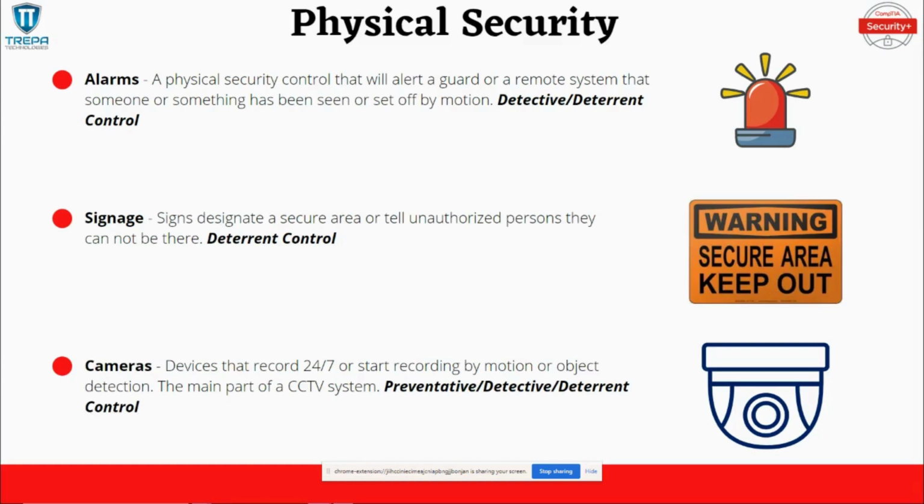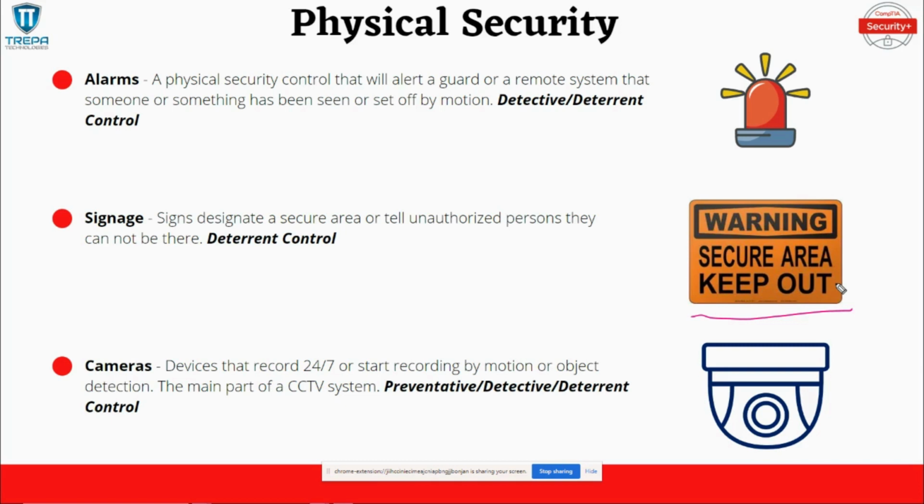Then we have alarms. Alarms are a detective and a deterrent control that will alert a guard or remote system that there is motion or movement in an area. So that's detective or deterrent. And then we have signage. So signage is designed to deter people from entering a secure area. And then this is very simple. This is guard on duty, even though they have a little chihuahua, right? Signage is just signs telling people to stay out, right?